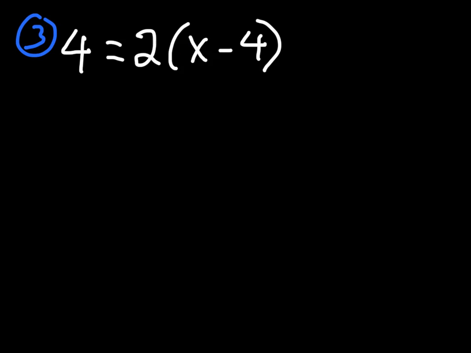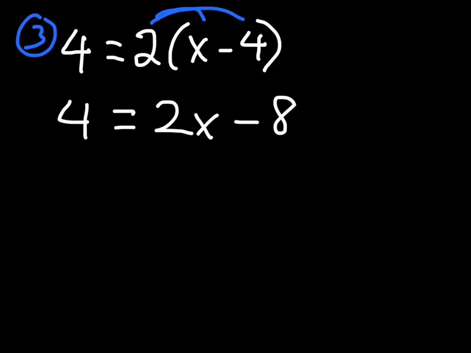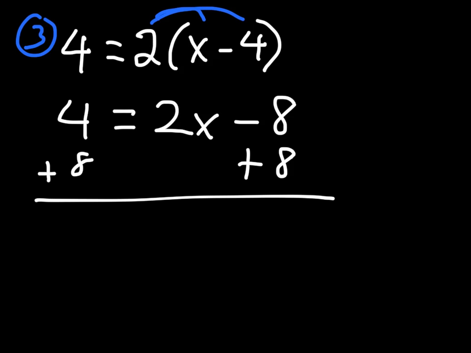Number 3, we have 4 equals 2 times the quantity x minus 4. Again, we're going to have to distribute our 2 through here. So we have 4 on this side, which will equal 2 times x is 2x, and 2 times negative 4 is negative 8. Then we need to get our x by itself, so we need to add 8 to both sides to get rid of this negative 8. We have a negative 8 and a positive 8 on our right side, so those will cancel, and we're just left with a 2x over here. On our left side, 4 plus 8 is 12.